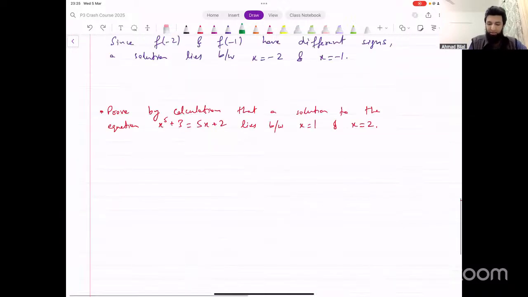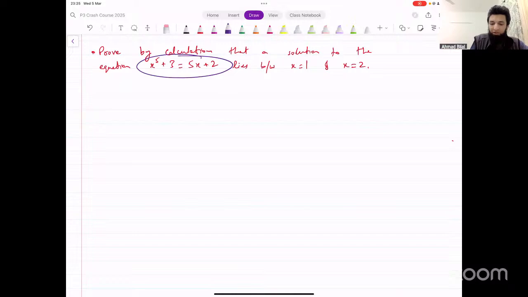But in this example, you don't have 0 on the other side. If you have an equation like this and you have to prove that the solution of this equation lies between two given values, first of all, you have to convert it to a form where you have every term on one side. So this can be written as x power 5 minus 5x. Bring 2 to the left side as well, and that will give you plus 1 on the left side equal to 0.